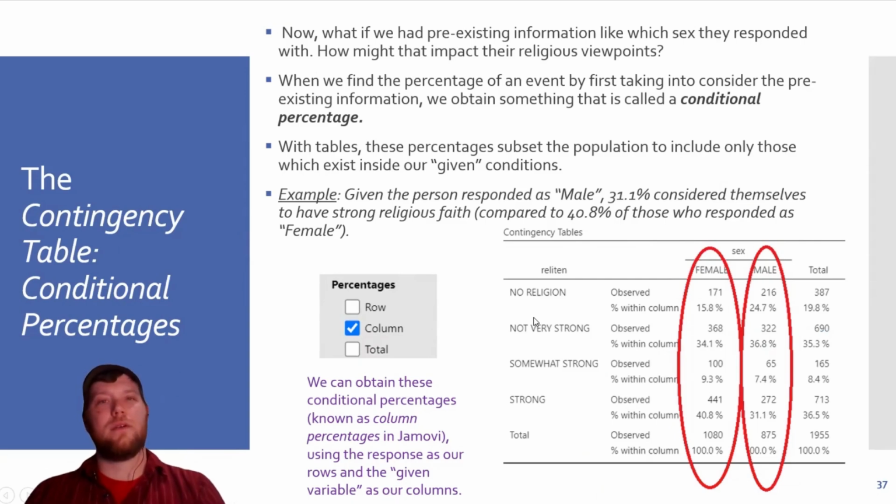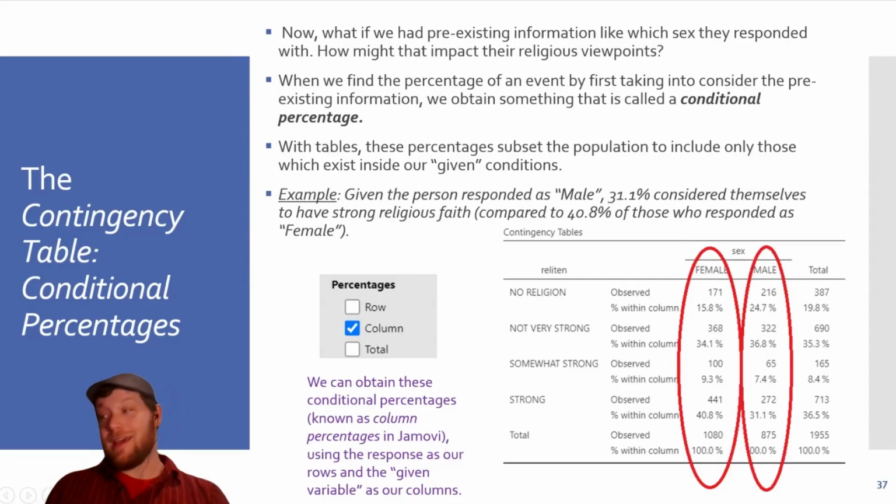Now, what if we had pre-existing information, like which sex they responded with? How might that impact their religious viewpoints? If you identify as female or as male, you might have different responses. So we might want to see what is conditioned, or given, some additional variable. Given the person responded as male, I go down and see that 31.1% of them consider themselves to have a strong religious faith, compared to 40.8% who responded as female.